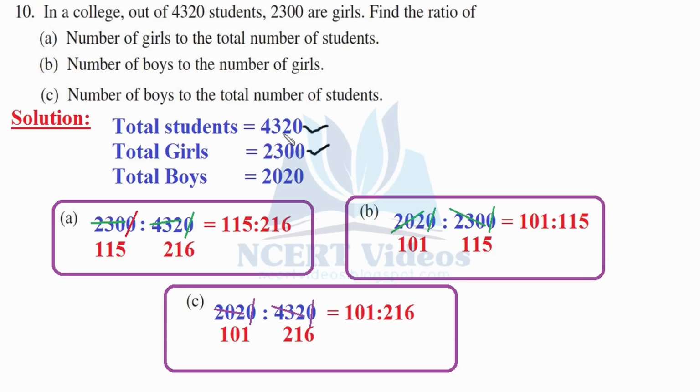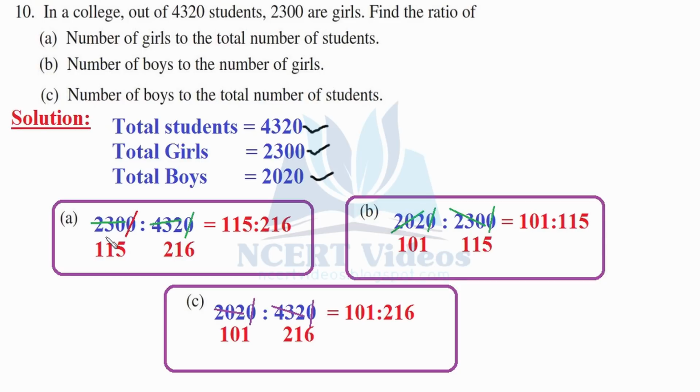So here you can subtract it, 4,320 minus 2,300 is 2,020. So we got the total number of boys. Now we have to find the ratio of girls to the students. So girls are 2,300 and total number of students are 4,320.